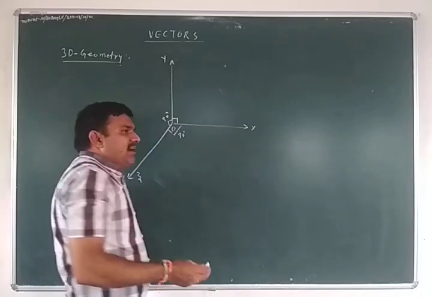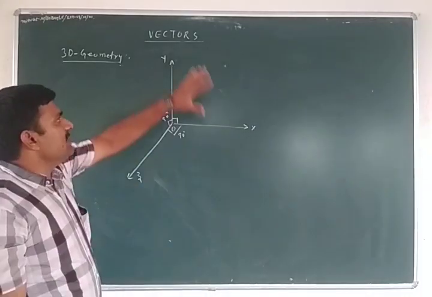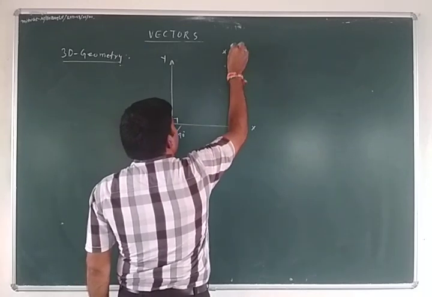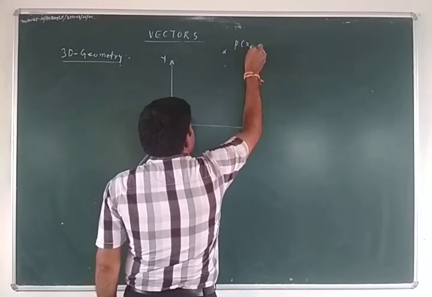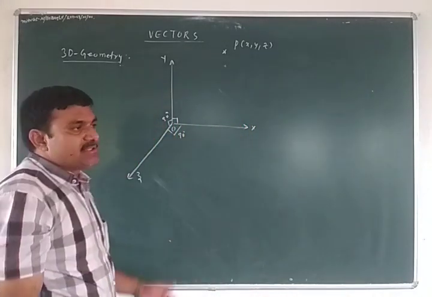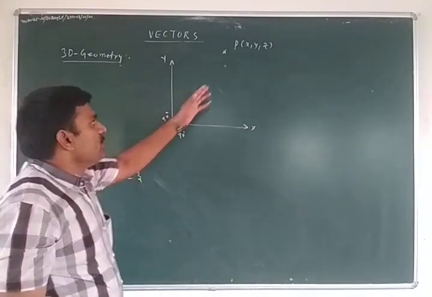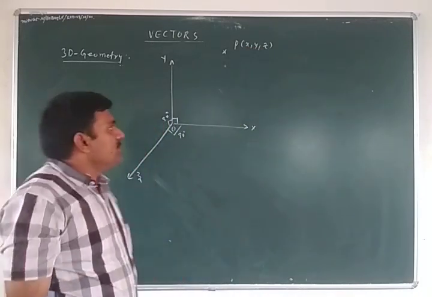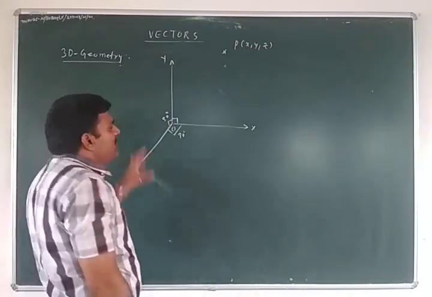Let us take one point in space. In this space I am taking one point. Let us take that point P(x, y, z), because here I am taking three values. Three axes are there, so we take the three values x, y, z.